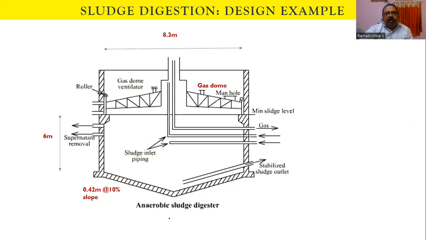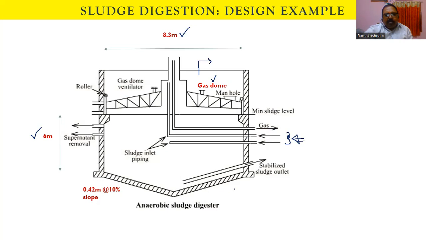So let us quickly look at the shape of the digester. Now you see here the depth of the digester is 6 meters, as I showed here, and 8.3 meters is the diameter. This is the gas outlet, and this is the sludge inlet. The sludge is coming here, and the gas is going out like this. Sometimes the gas can also be taken outside from the top, depending on the type of digester provided. In this model, the gas is taken from the top through a 90 degree bent pipe.